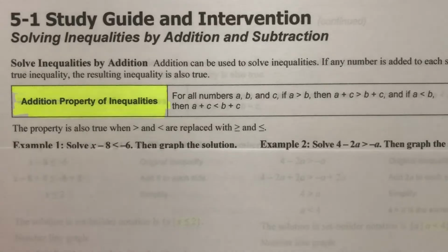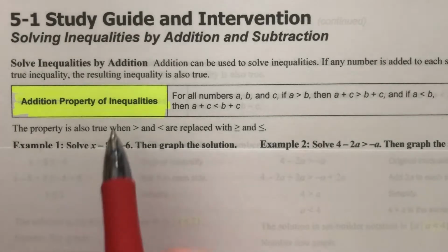This is chapter 5. We're starting chapter 5 all about inequalities, and this is lesson 1 where we are going to solve an inequality by using addition and subtraction only. So that should help kind of open things up for you, and then you'll find that multiplying and dividing seem much easier after you know how to add and subtract.